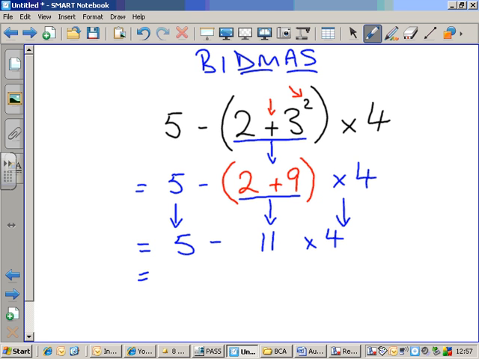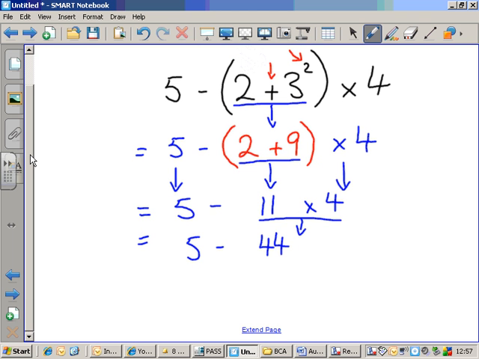Here we go. What's next, the subtracting or the multiplying? Of course it's the multiplying. So we've got 5 minus 11 fours are 44. And be careful here, because it's 5 minus 44, not 44 minus 5. 44 minus 5 is 39, isn't it? But 5 minus 44 is actually minus 39. Make sure you get that right.